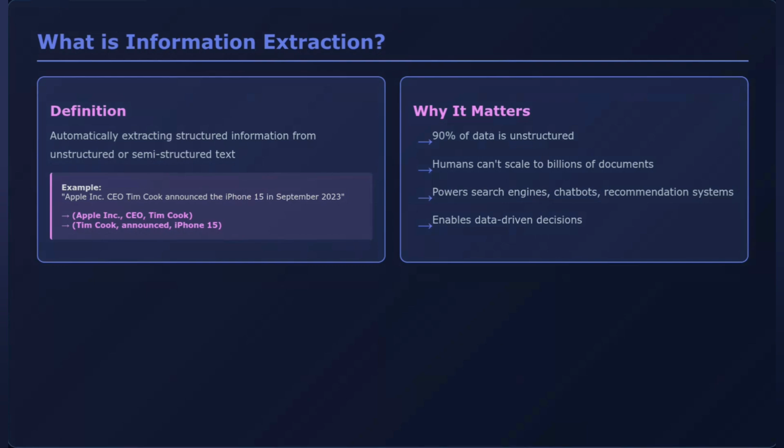Now, why does this matter? Three words: scale, speed, and insight. First, did you know that around 90% of all data generated today is unstructured? We're talking about emails, social media posts, research papers, news articles. The list goes on. There's simply no way humans can manually process billions of documents. Second, automated information extraction works 24/7 and can process thousands of documents per second. Try doing that with a team of human analysts.